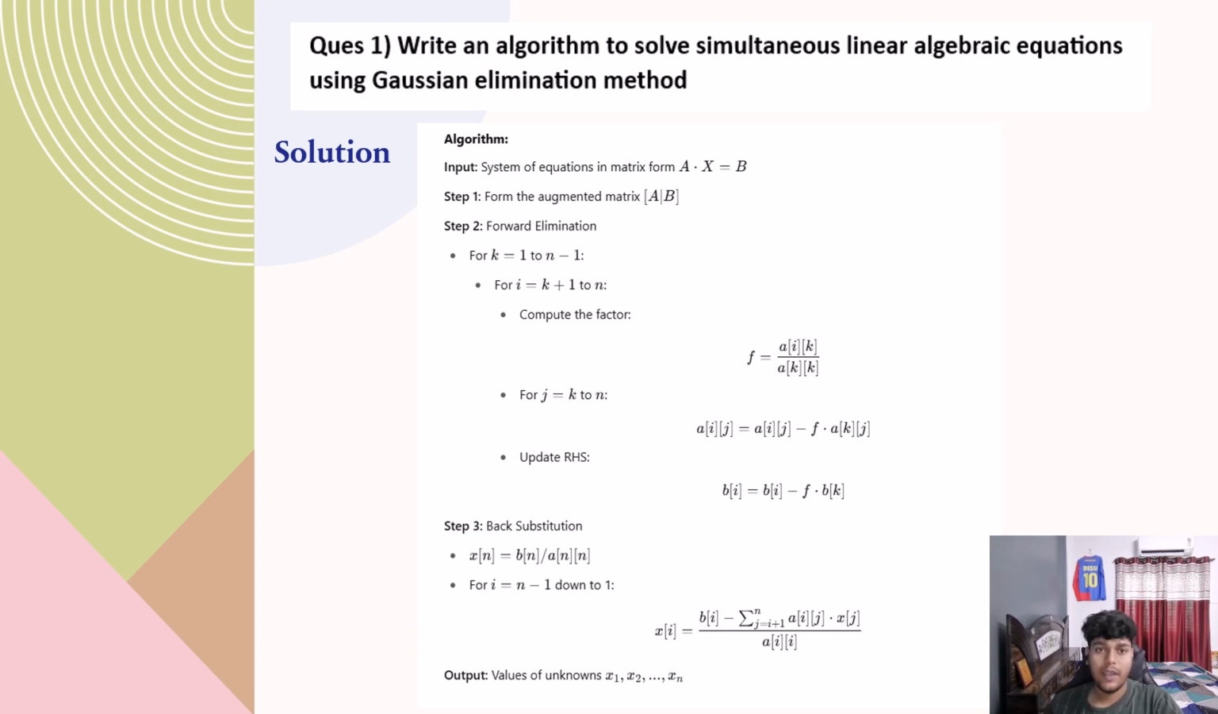The second phase is back substitution. Starting from the last equation, x_n = b_n / a_nn. We solve each x_i from i = n minus 1 down to 1. The algorithm assumes that no pivot is zero, otherwise pivoting is needed, which we will discuss in the next question. Due to the nested loops in the elimination phase, the method has complexity O(n^3), making it efficient for small to medium size systems.